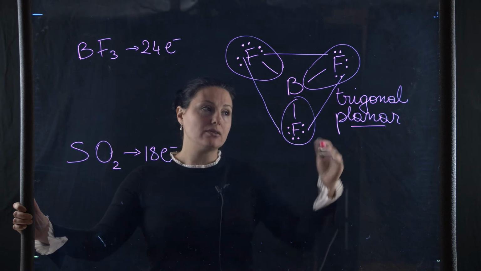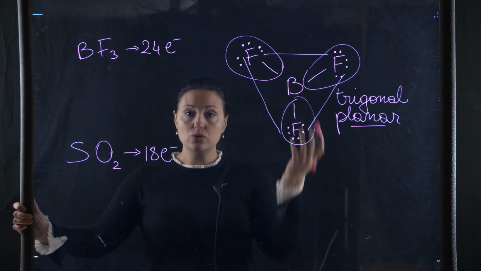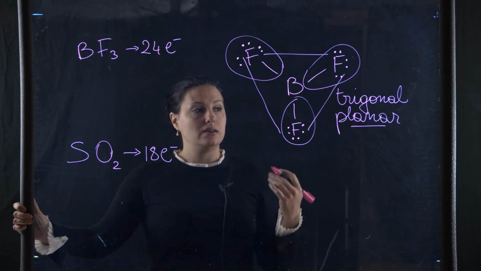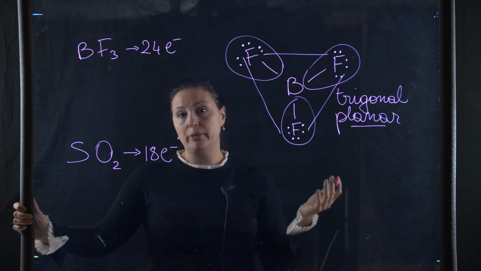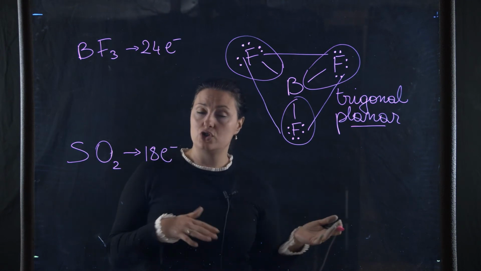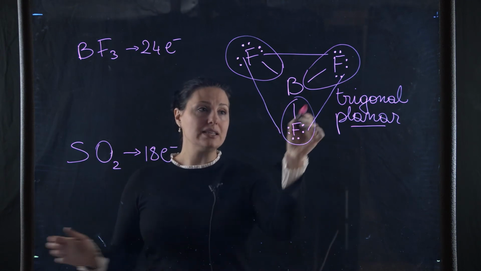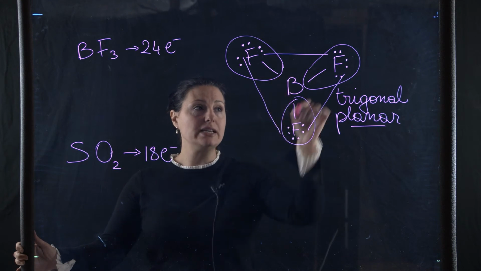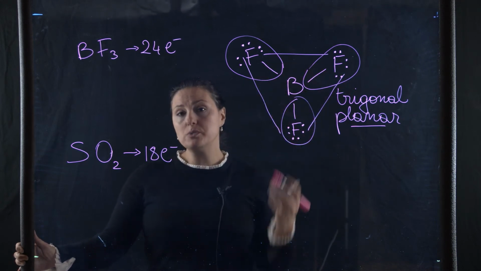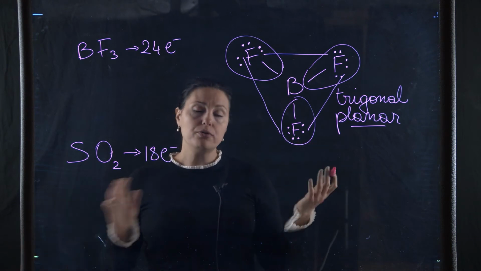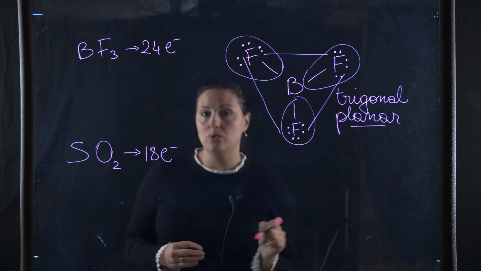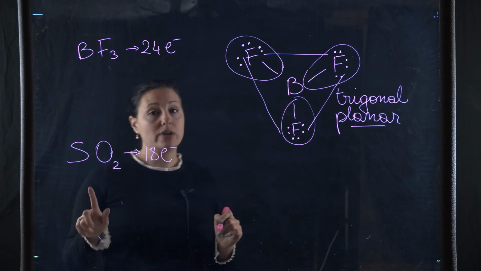Now when we get into more than 2 groups around the central atom, we start to see the effect of lone pairs, and that's where the electron pair geometry and the molecular geometry will differ. But in this case, because I have 3 atoms around the central atom, 3 atoms for 3 groups, both the electron pair geometry and the molecular geometry will be the same, trigonal planar. Let's look at this example.